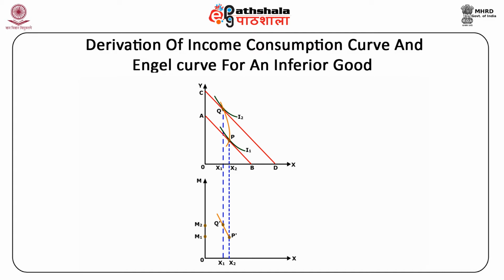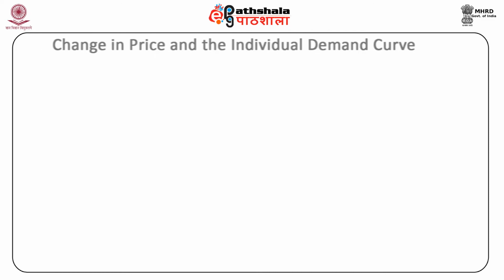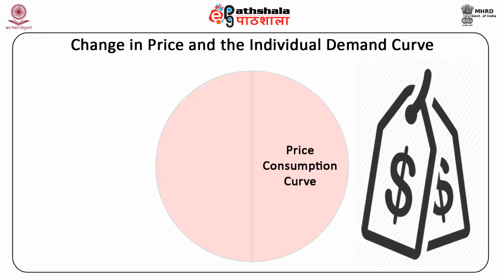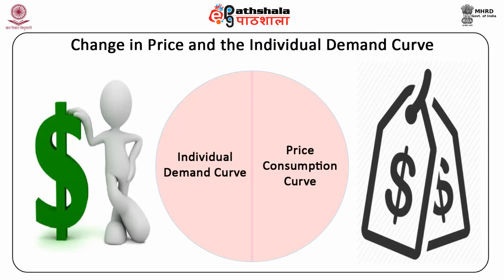We obtain a negatively sloped Engel curve since an increase in income leads to a decline in quantity purchased of the inferior good X. Having discussed the effect of change in income on the consumer, let us now understand the effects of change in prices of the good and derive the price consumption curve, followed by the individual demand curve.